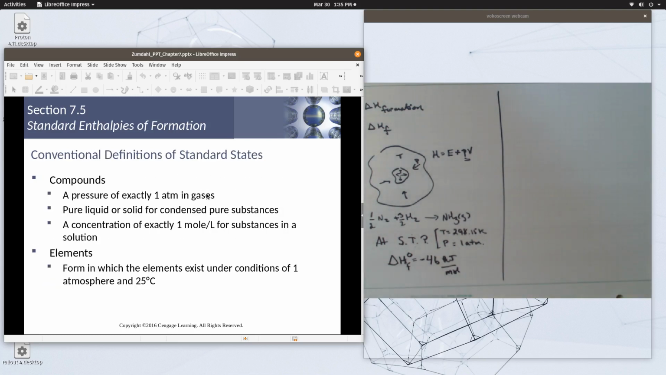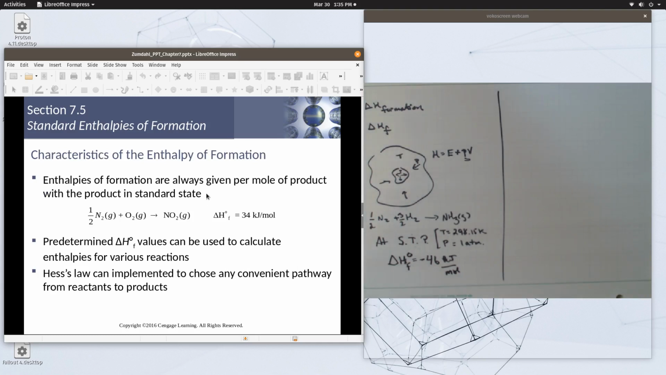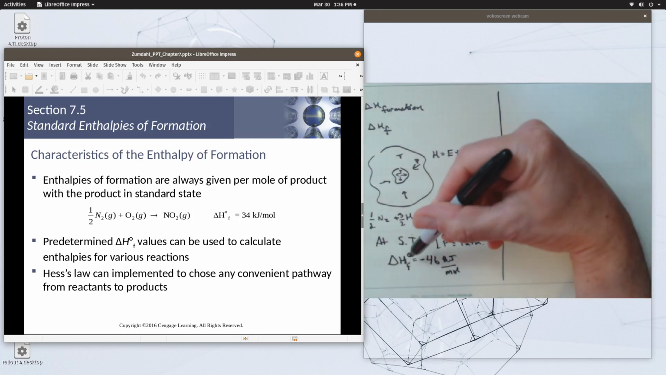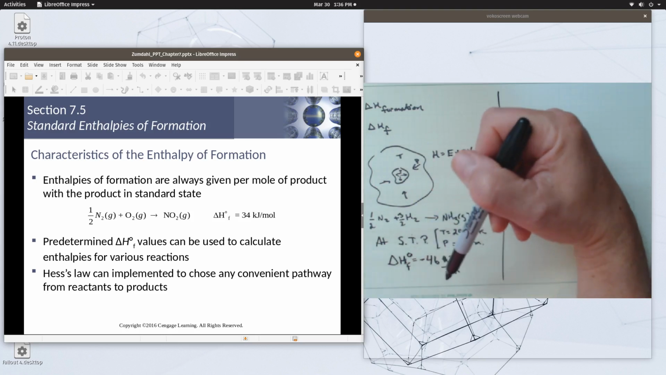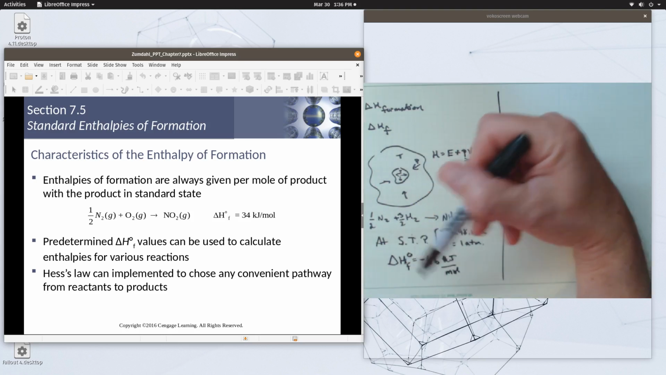So the nice thing is that in this particular case, it is always given in terms of per mole of product when the product is in the standard state. And again, the reason for that is because this is an extensive quantity. Now, again, the notation is important to keep track of. This little 0 here denotes standard state.